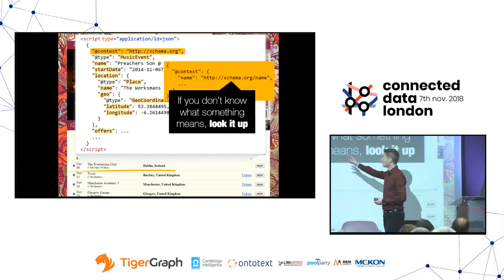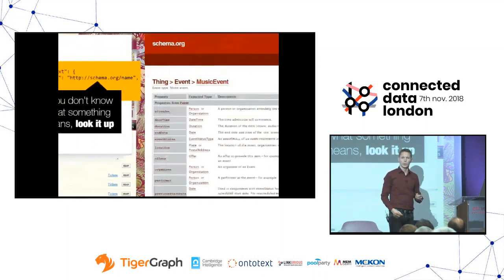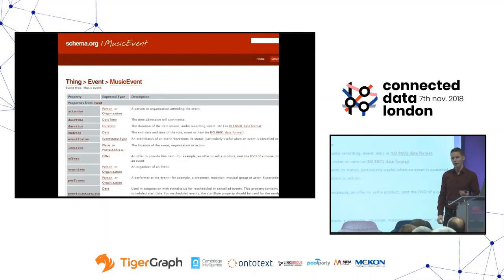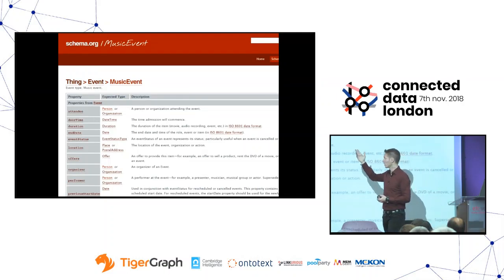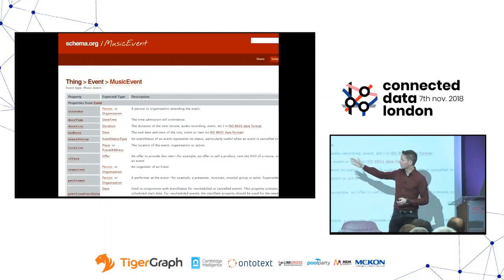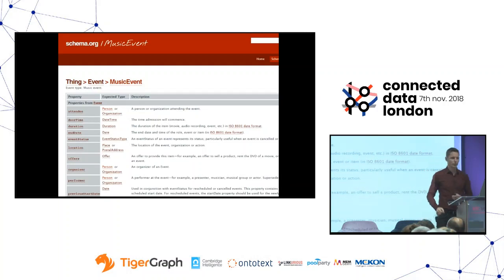So for instance, if we wouldn't know what a music event is, we could just go to schema.org/music event and look the definition of a music event up. And we would get back a definition like this one here. So we would see, well, music event is a specialized type of event. It has a lot of properties. These are the types that the values of those properties have to take. There's a description for each of the properties, etc., etc.